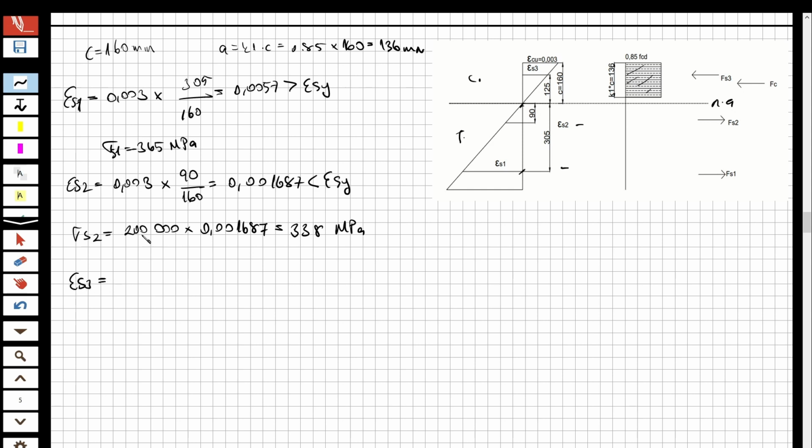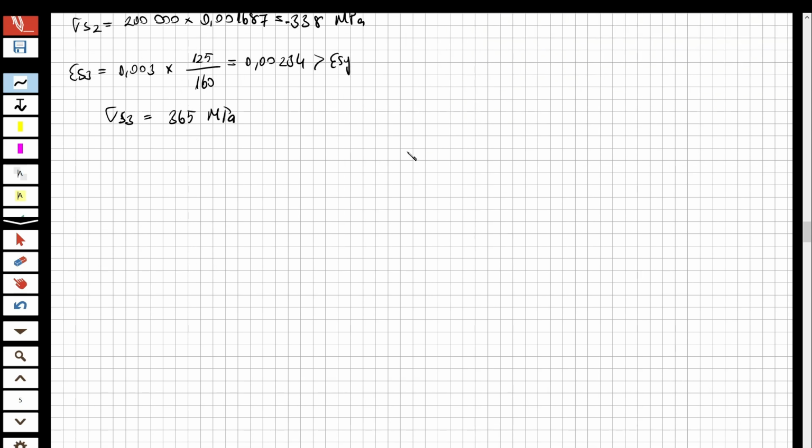Epsilon S3 is equal to 0.003 multiplied by, let's check the distance, 125. Now you can see, 125 over 160, and it is equal to 0.00234, and is greater than epsilon sy. So the stress for this steel is going to be 365 megapascal. And sorry, I forgot, this is also negative. So now I got the stresses.